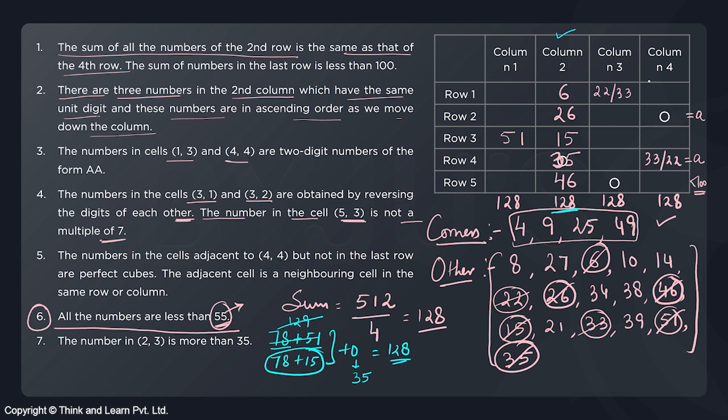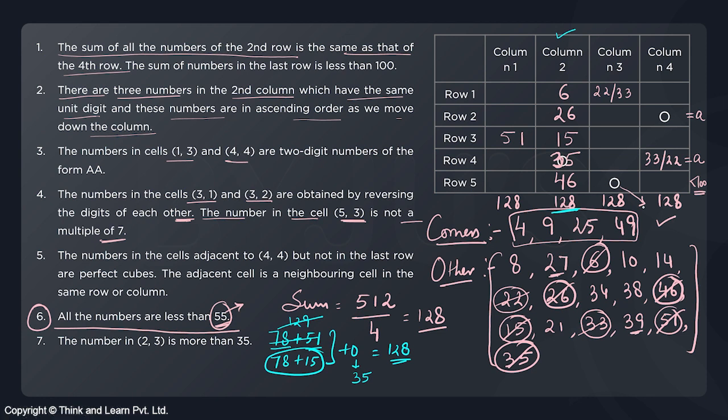The number in the cell 53, that means this number, which is odd, he says it is not a multiple of 7. So it's an odd number, but not a multiple of 7. So which is the odd number which is not a multiple of 7 among all of them? You see, an odd number which is not a multiple of 7 is either 27 or 39, right?